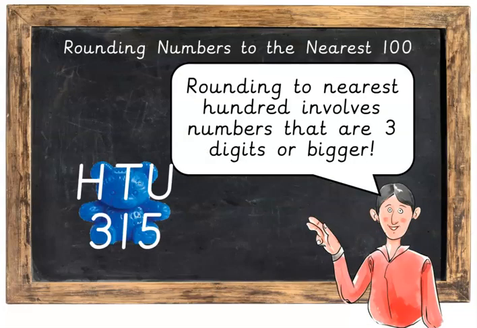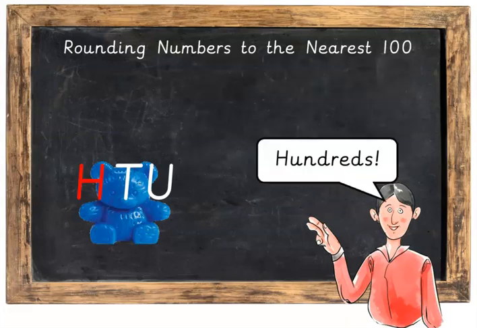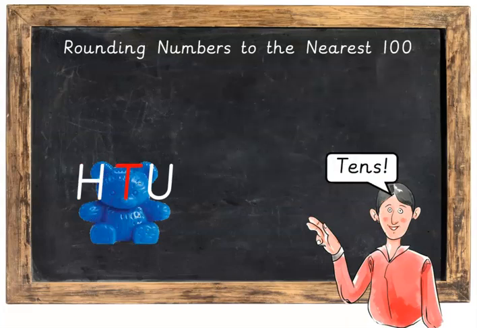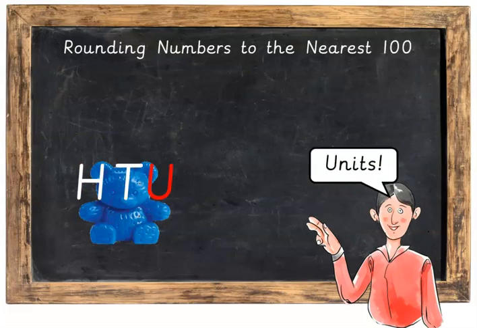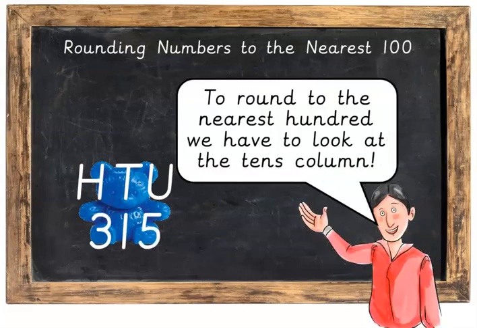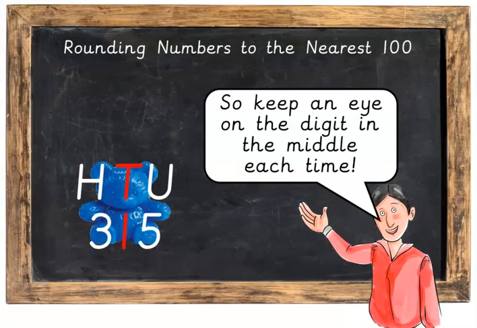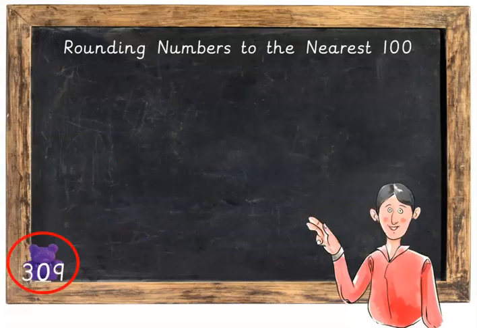Okay, let's get started. Rounding to the nearest 100 involves numbers that are 3 digits or bigger. That means they will have a hundreds, a tens, and a units in them. To round to the nearest 100, we have to look at the tens column. So keep an eye on the digit in the middle each time.